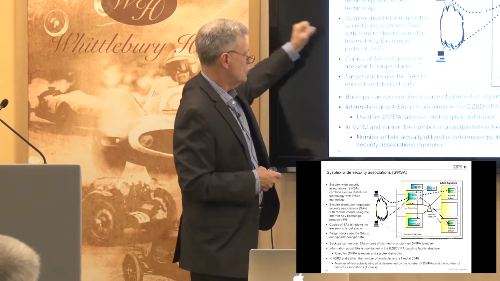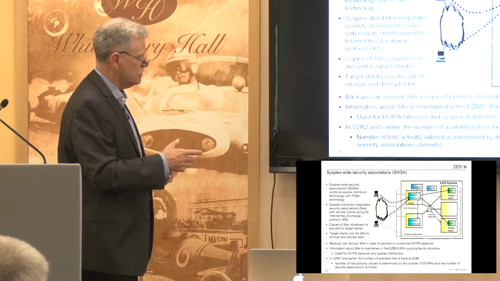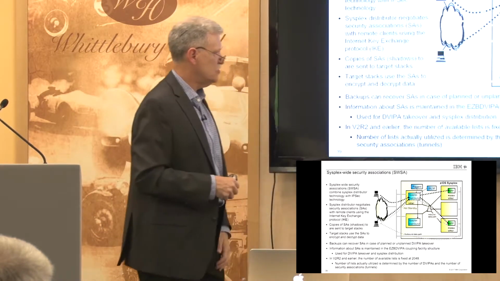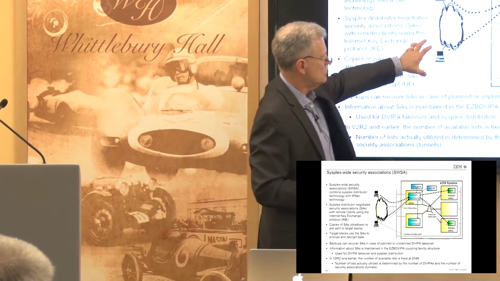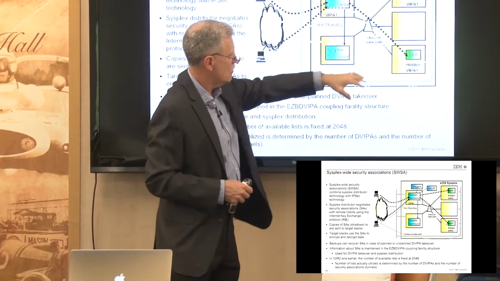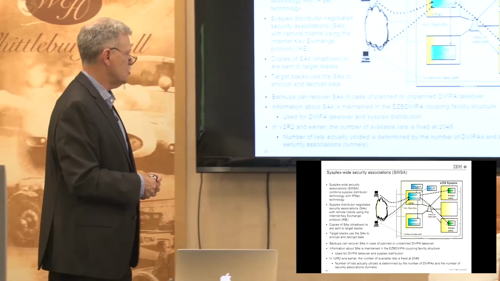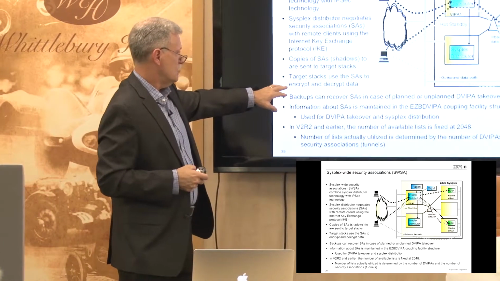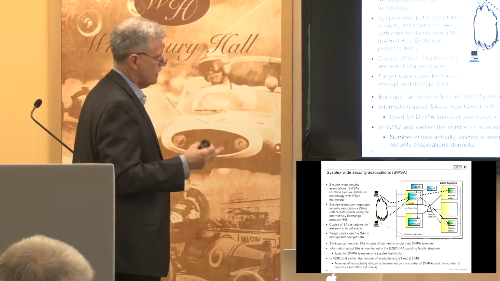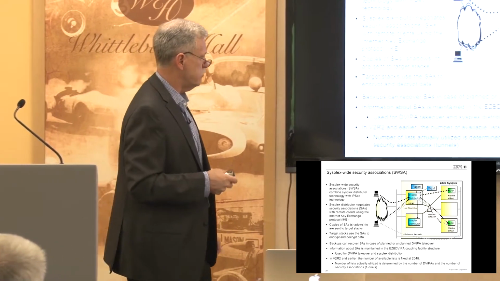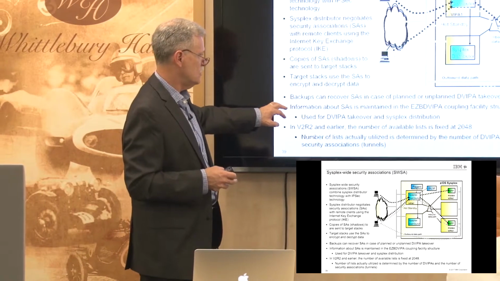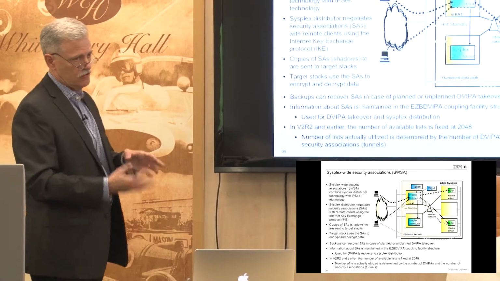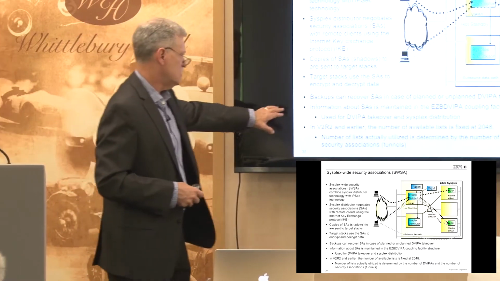Sysplex Distributor negotiates security associations (SAs) with remote clients using IKE. Copies of those security associations, or shadows, are sent to the target stacks. So this negotiation occurs, and then we send the information to the target stacks so they now have it available, and it can also be stored in the coupling facility. Target stacks can use the associations for encryption and decryption of data. Backup can recover the SAs in case of a planned or unplanned DVIPA takeover. Information about the SAs is maintained in EZBDVIPA in the coupling facility, which is called, in this case, a list structure. So this is existing functionality.